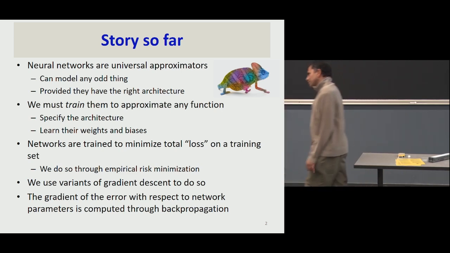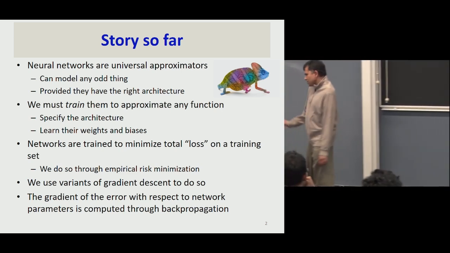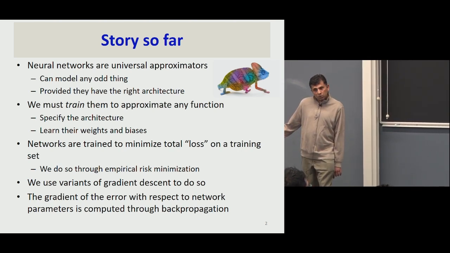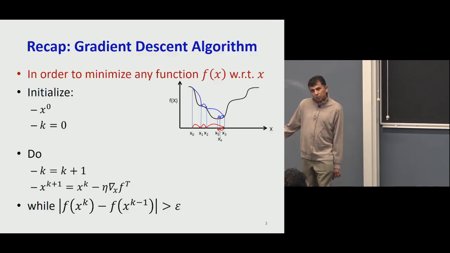We're going to use variants of gradient descent to do this minimization. The gradient of the error with respect to the parameters of the network is computed using backpropagation, which is what we're going to go through today.